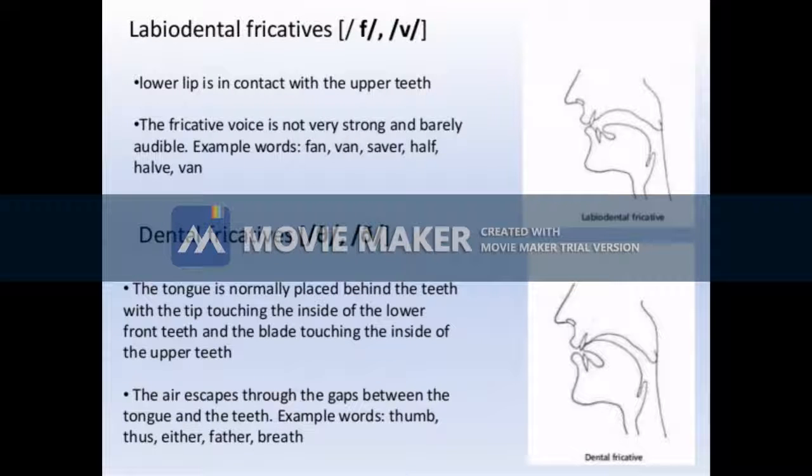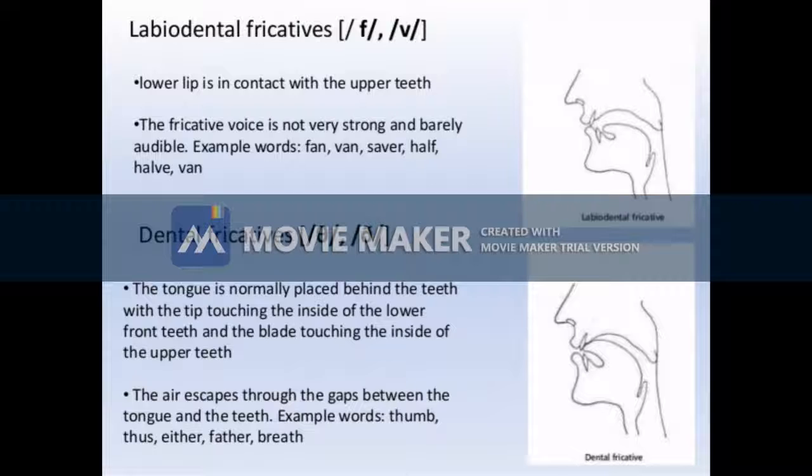Now let's take a look at the labiodental fricatives, f and v. Lower lip is in contact with the upper teeth. The fricative voice is not very strong and barely audible. So here we have some words. For the voiceless one, we have fan, and for the voiced one, we have van.